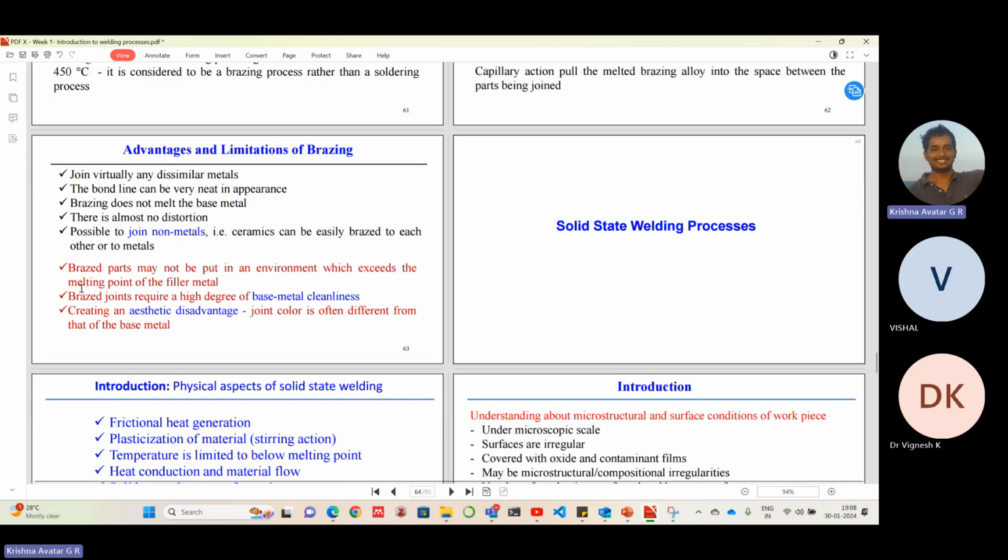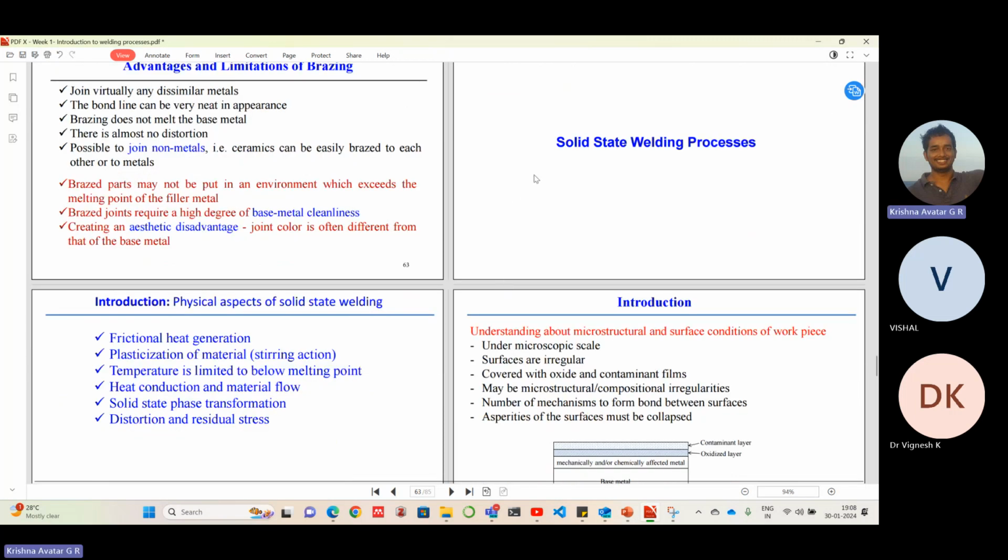So there are certain limitations as well. The brazed part may not be put in an environment which can exceed the melting point of the filler material, and it requires a higher degree of base metal cleanliness. Otherwise, it will reduce the quality of the weld being formed. It also has what we call an aesthetic disadvantage, in that the joint color will often be different from that of the base metal. So from an aesthetic point of view, it does not look good.